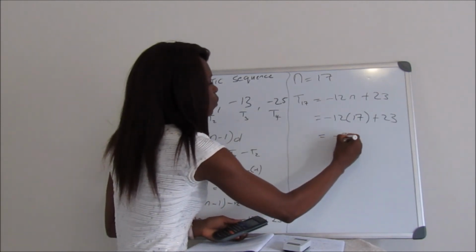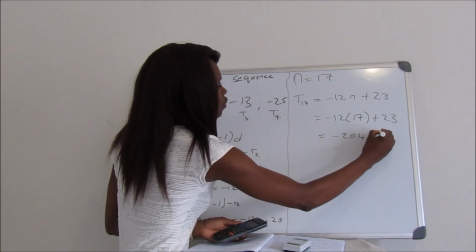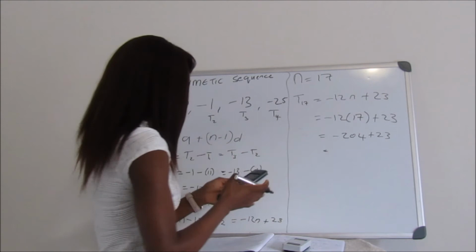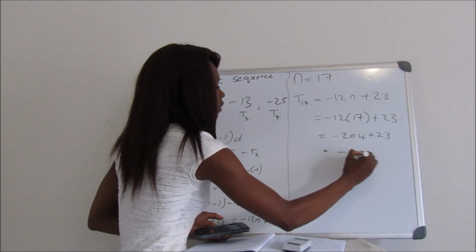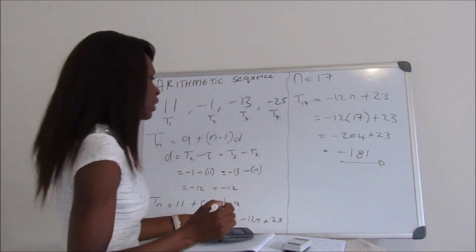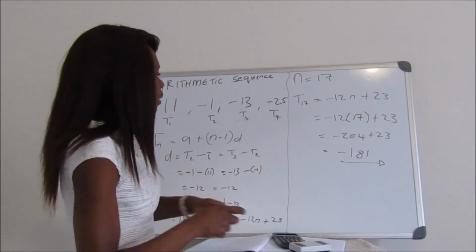This would be negative 204 plus 23, which gives negative 181. Then that is our T17.